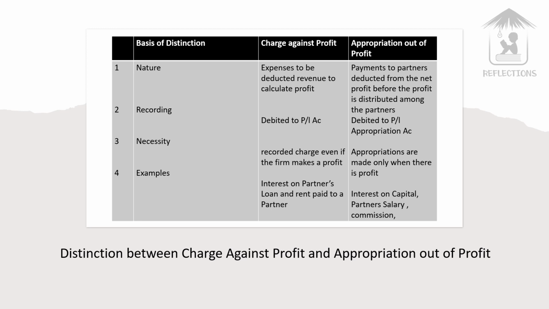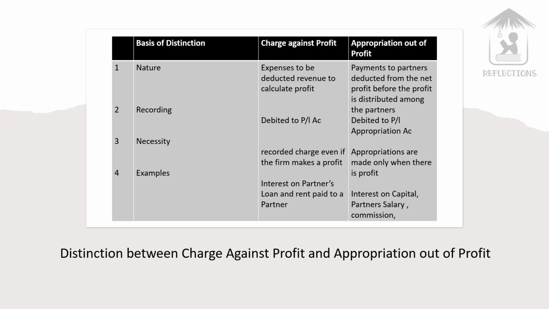So what happens is, because it's a charge, irrespective of the firm making the profit or not, that expense would be recorded. It could be interest on partners' loan, rent paid to the partners. These are all examples of charge. But when it comes to appropriation, it is debited from the net profit to ascertain the divisible profit which has to be distributed to the partners.